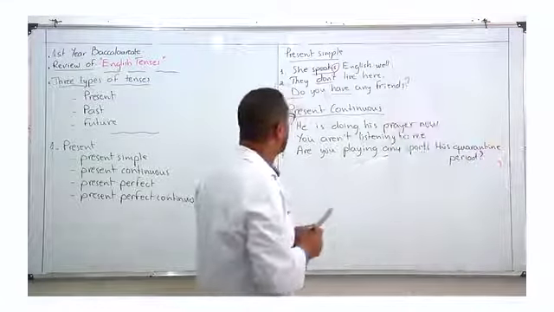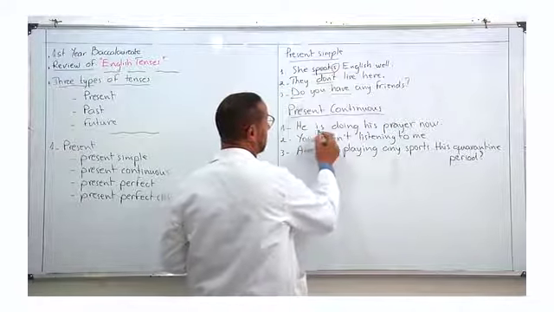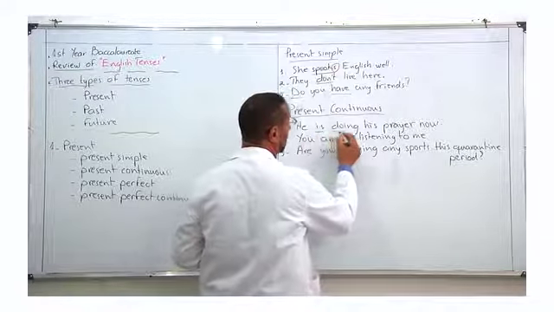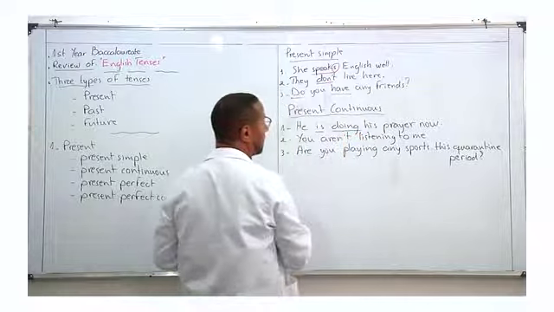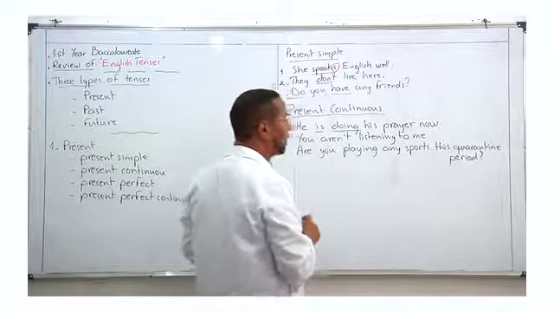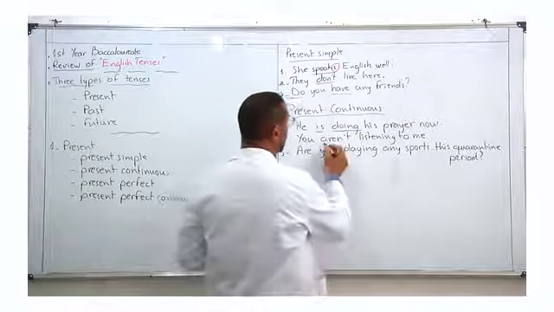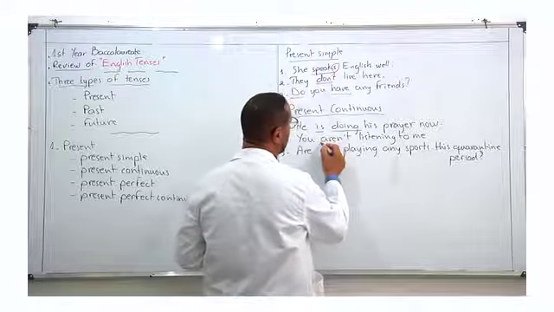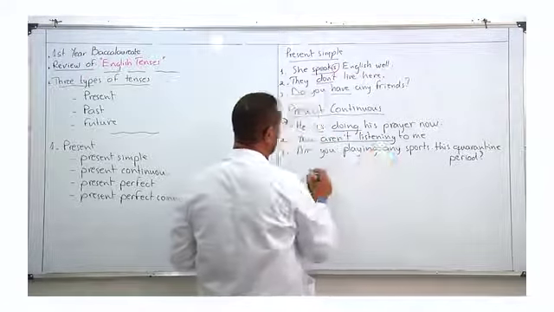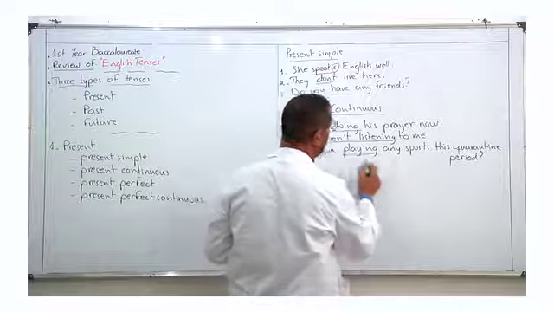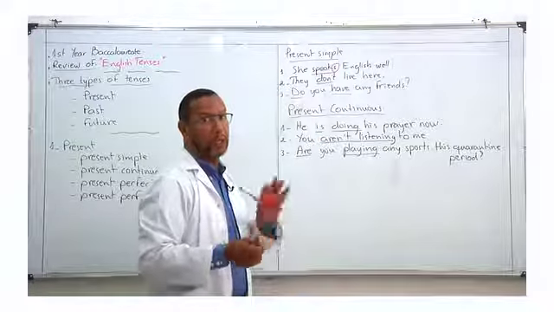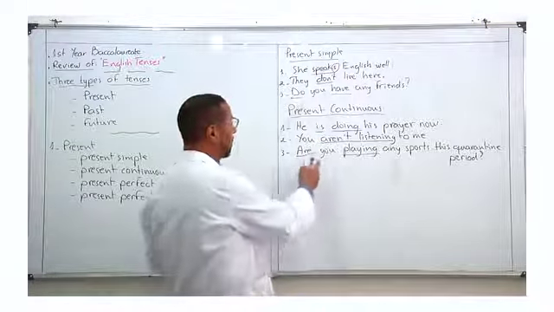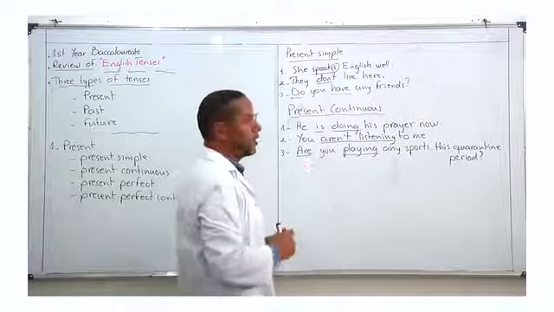This is present continuous. Present continuous is made by the auxiliary verb to be plus verb plus ing. He is doing his prayer. Now, here also, so this is affirmative, this is negative, and this is interrogative. As you can see, we can make an inversion of subject and verb by putting the auxiliary before the subjects.